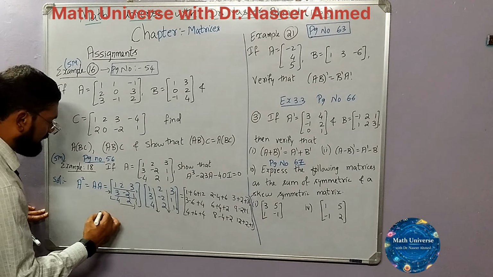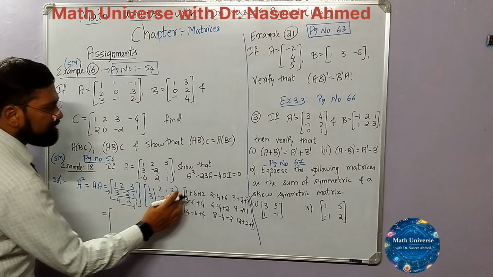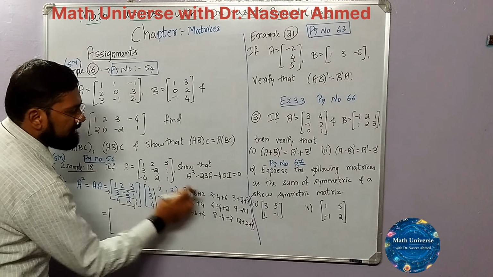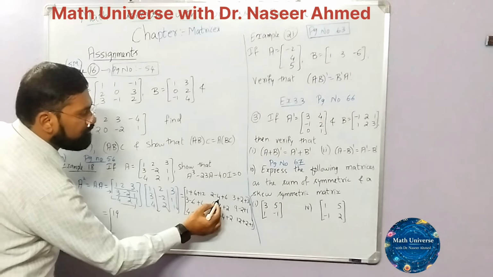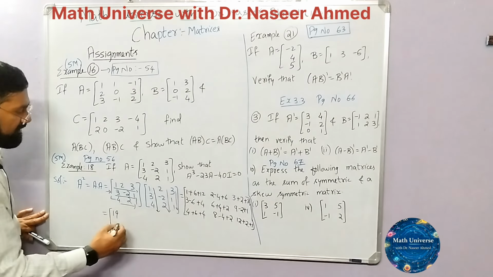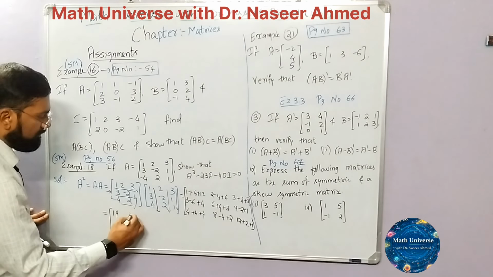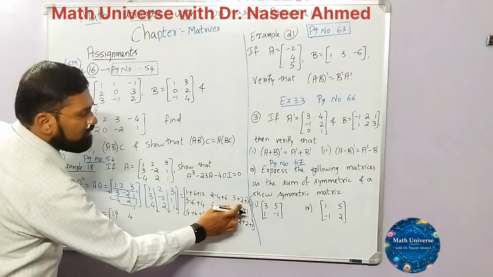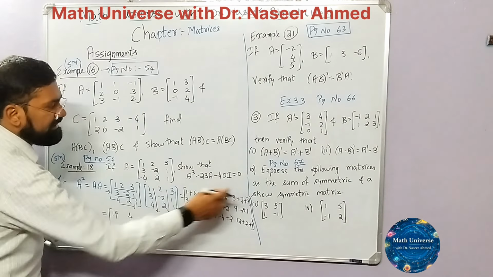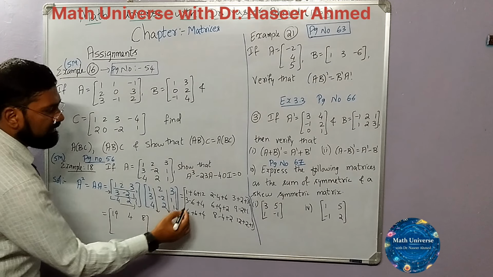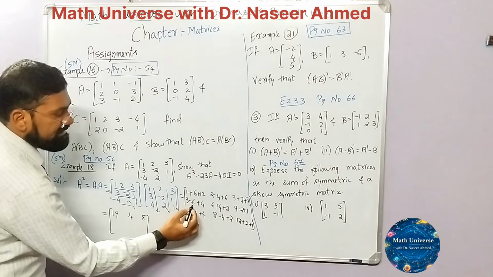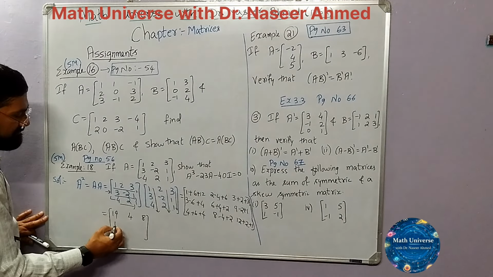Now let us simplify them. So 1 plus 6 plus 12 will be 19. Then 2 minus 4 will be minus 2. Minus 2 plus 6 will be 4. 3 plus 2 will be 5. 5 plus 3, 6, 7, 8. 3 minus 6 is minus 3. Minus 3 plus 4 will be 1.